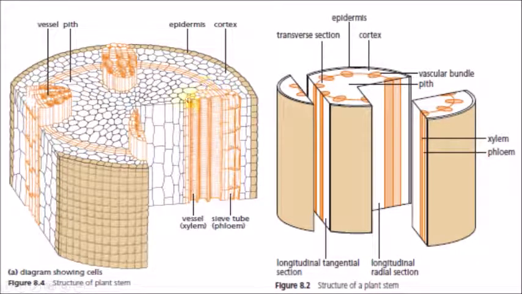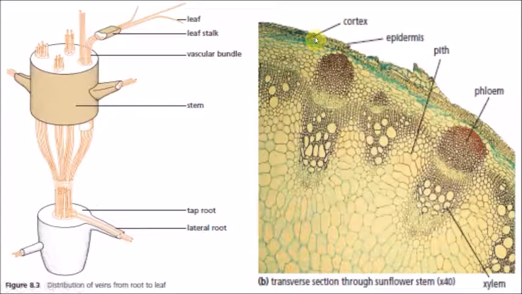This whole structure here is the vascular bundles, and the xylem and phloem make that up. The epidermis, the cortex, the pith, you can see the vascular bundles here made up of the phloem and the xylem.